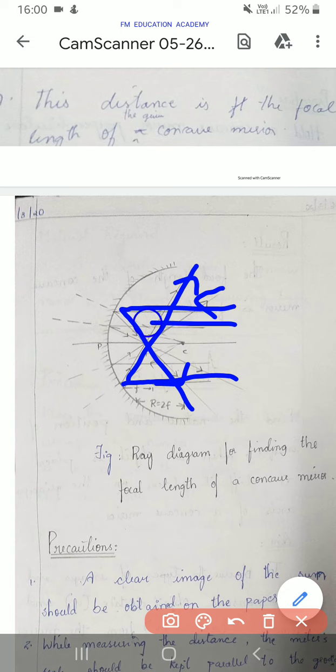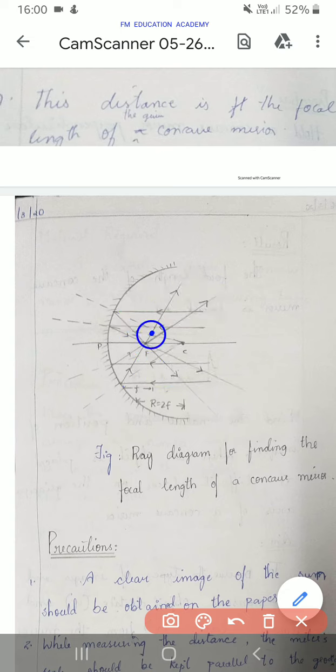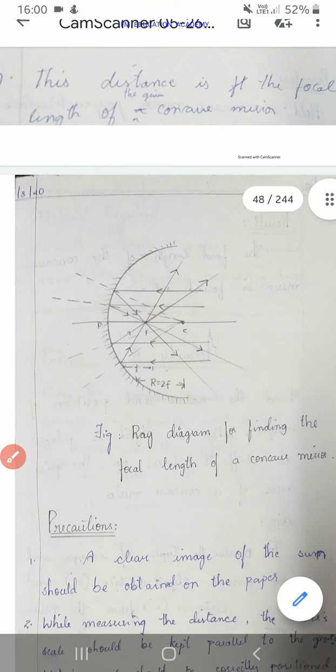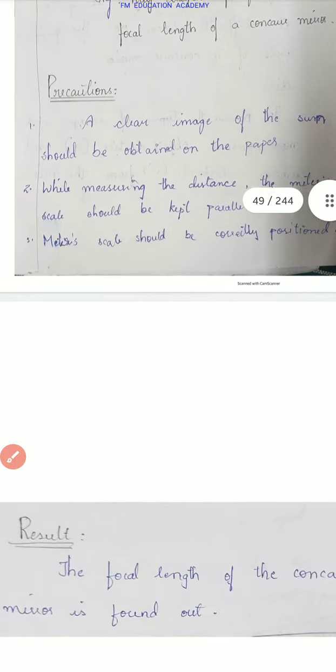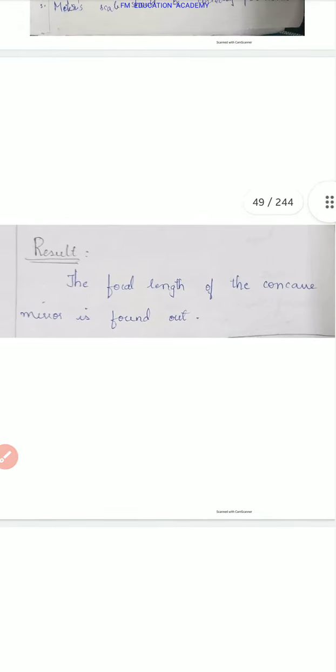Draw the arrows. Arrows are a must. If you don't draw arrows, your marks will be cut. All of them are meeting at F finally. So write the precautions, then write the result. Thus, the focal length of the concave mirror is found.